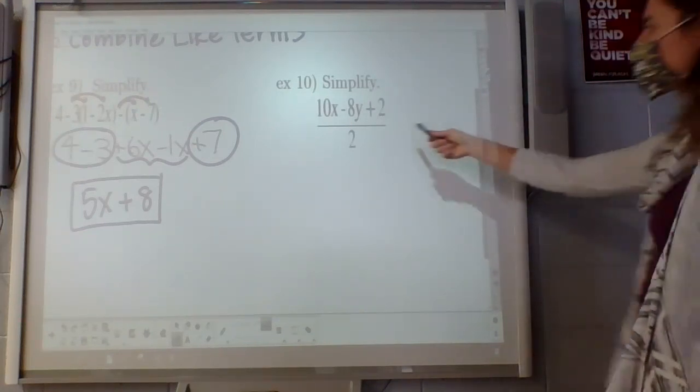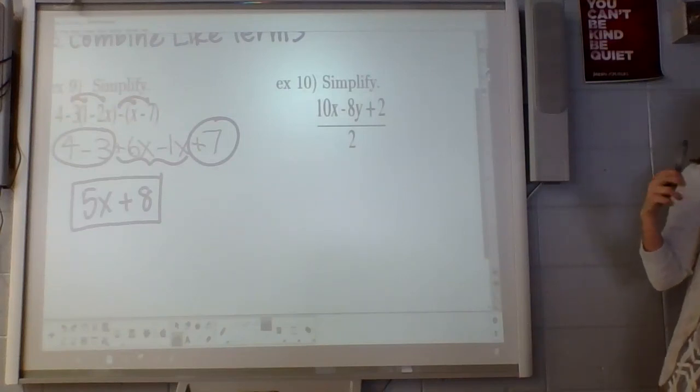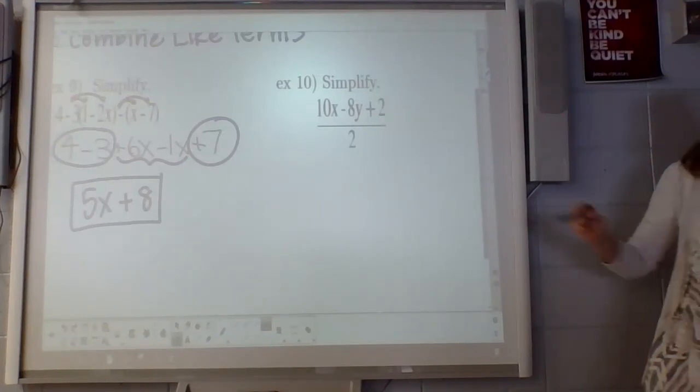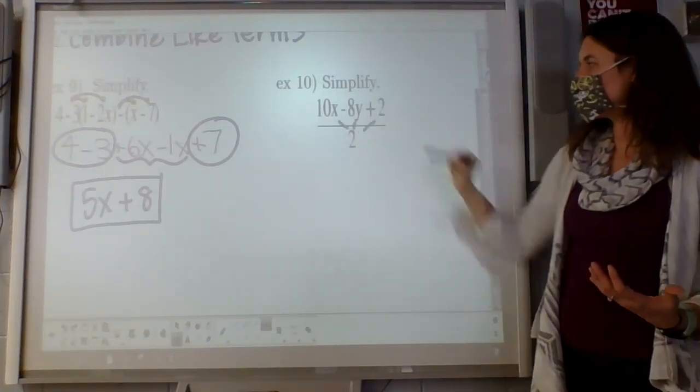And then finally, what's going on in this one? What's happening here? Yeah, it's just telling you to distribute that division. So you're really just dividing each of these by 2.